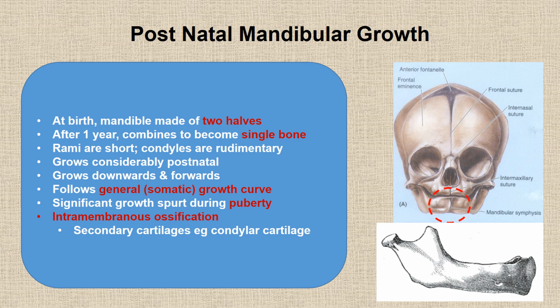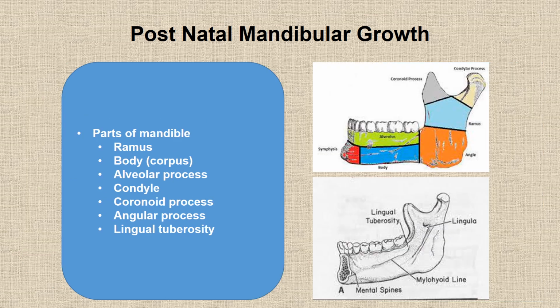The mandible follows the general somatic growth curve, and significant growth of the mandible occurs during the growth spurt during puberty. The mandible is an intramembranous ossification with secondary cartilage present in the condylar cartilage. Now the mandible can be divided into parts. We have the ramus, the body or corpus, the alveolar process, the condyle, the coronoid process, the angular process, and the lingual tuberosity here.